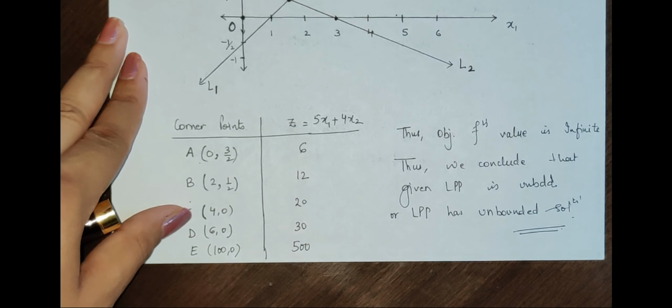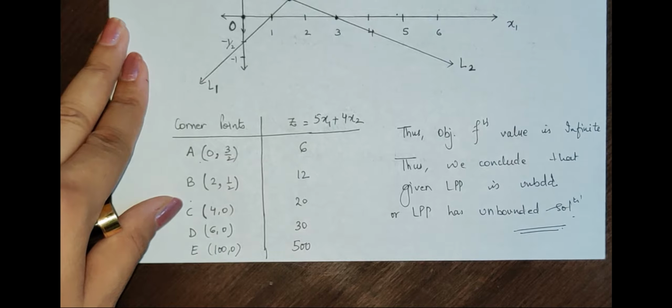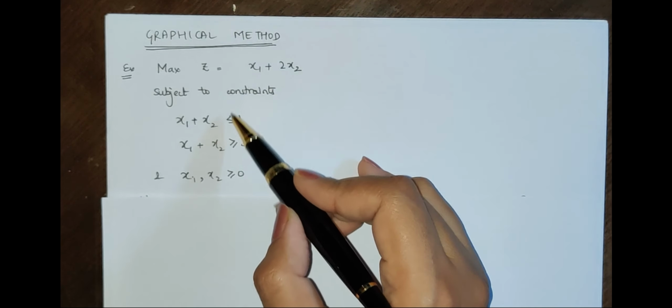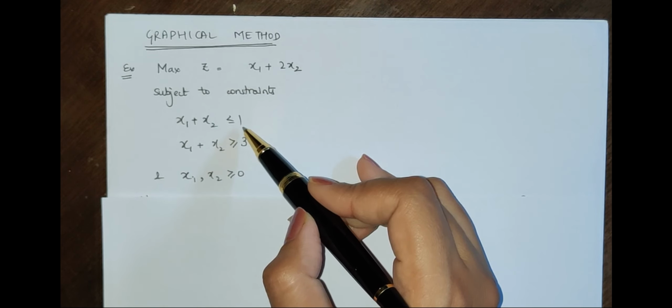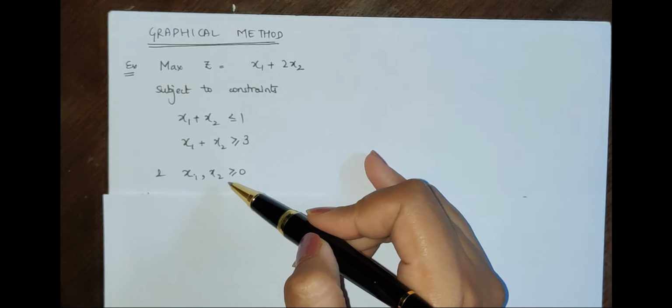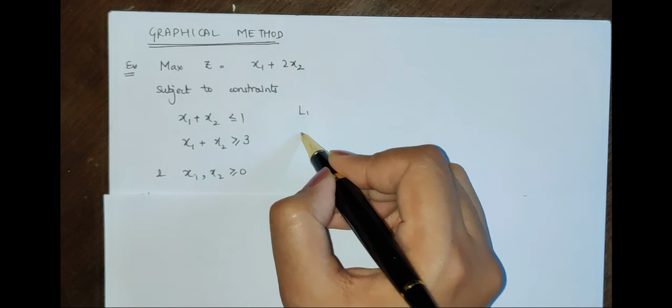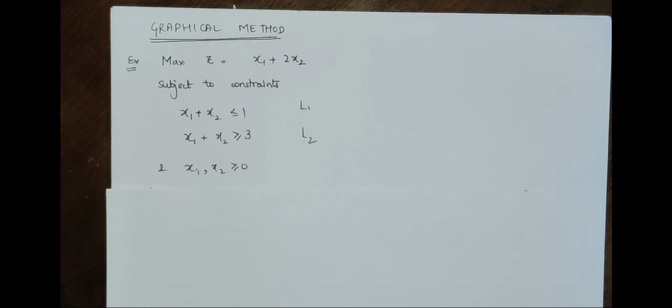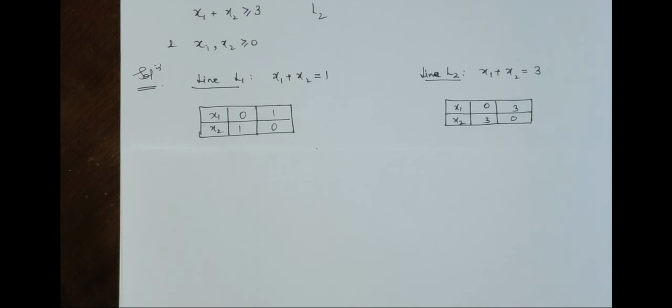Now I will look at one more problem. Let us see through the next example. The problem is maximize this thing subject to the constraints x1 plus x2 less than or equal to 1, x1 plus x2 greater than or equal to 3, and non-negativity restrictions. In the same manner, I will take this L1, I will take this L2, and then I will try to plot the points for each line. Thus I receive these 2 points for the lines.